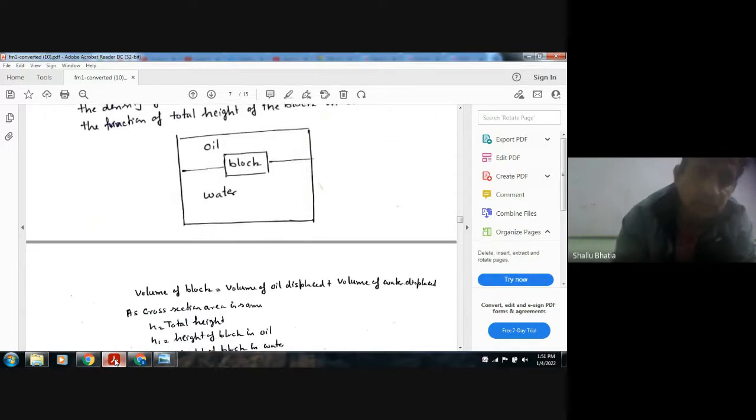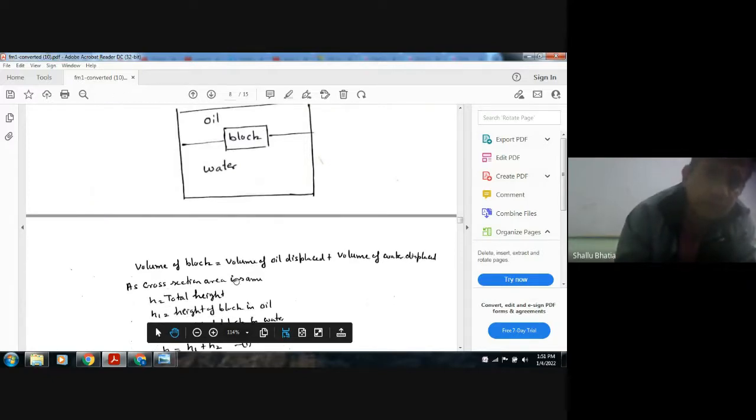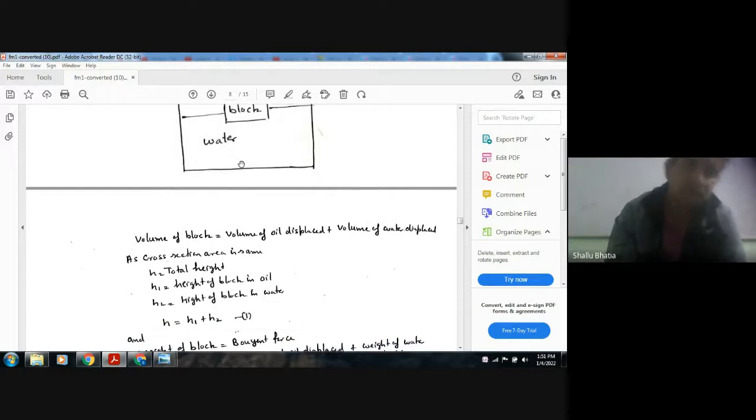Okay, now the block is submerged in water and oil. So there is some volume of the block in water and some in oil. The total volume of the block is the volume of water displaced plus the volume of oil displaced. Let h1 be the height of the block that is in oil and h2 be the height that is in water. So h1 plus h2 is equal to H.